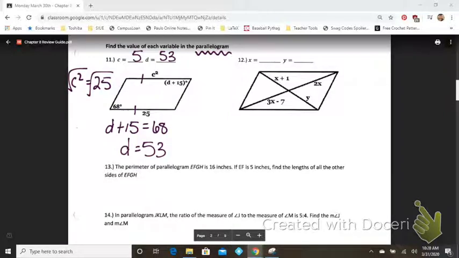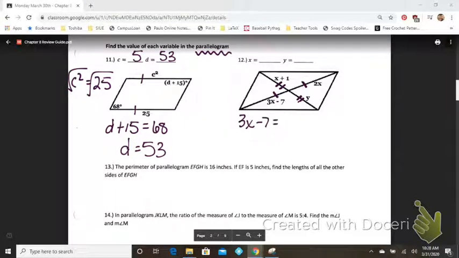All right, on number 12, we need to find x first. They have only labeled the diagonals for us, but that's fine because we know that in a parallelogram, the diagonals bisect each other, which means this part of the diagonal is congruent to this part. If we move to the other diagonal, those two parts are congruent to each other. So we can find x using that first diagonal that I marked.